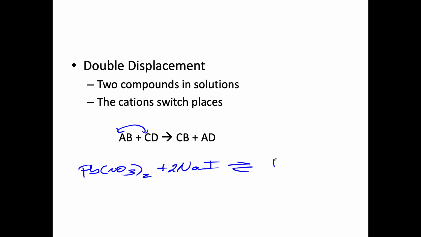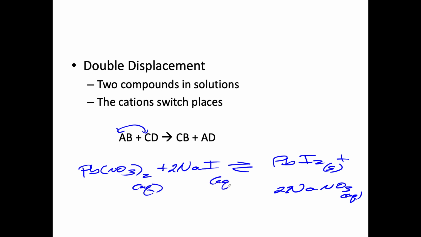And we end up with PbI2, which is a very brilliant yellow compound. And then we have 2NaNO3 in solution. And this is a solid. So when we add these two in water, these are both aqueous. And what we have is that they switch out and we end up with a bright yellow solid on the bottom of a clear solution. This is the fourth type of reaction. This is double displacement.